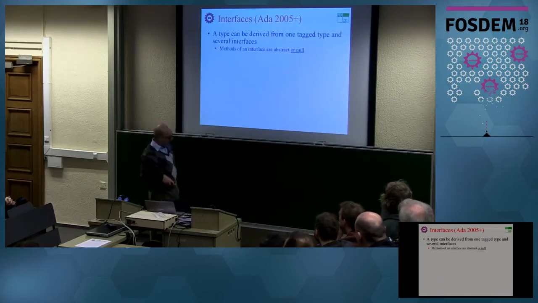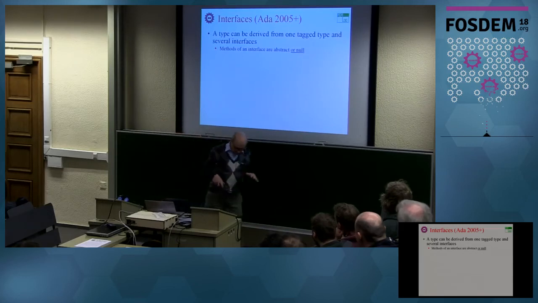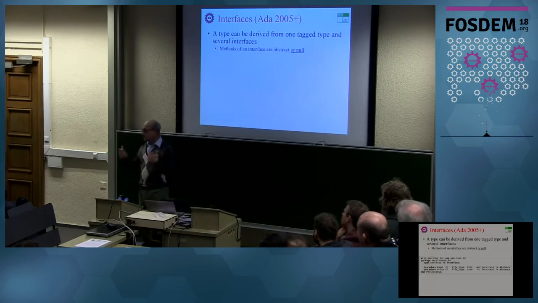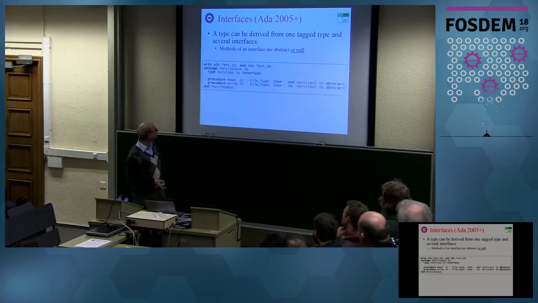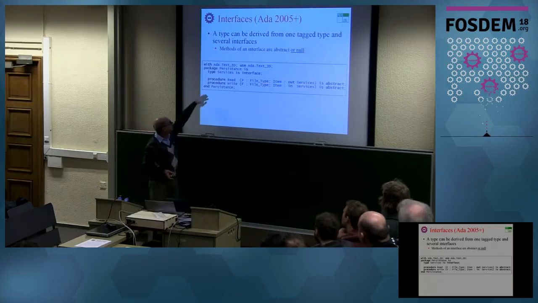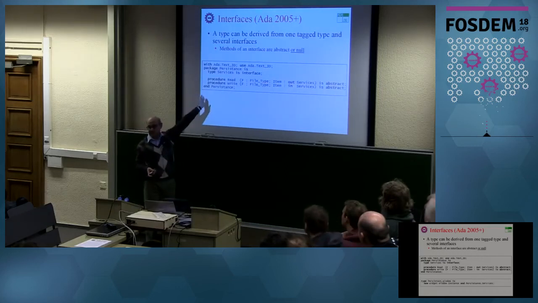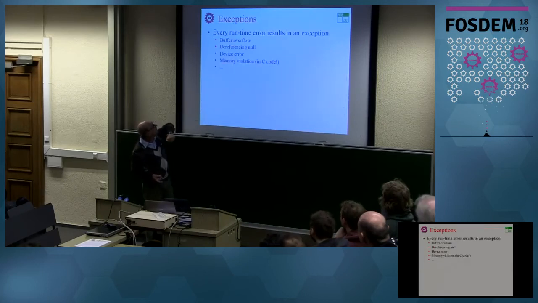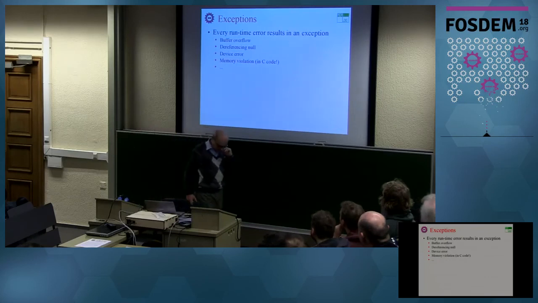Interfaces were added to that in 2005, so you can derive from one type and several interfaces. Just a small improvement, an interface has only abstract methods or null methods. We have methods that do nothing, you have no diamond problem because they are all equivalent. And so I can have a persistent type. It's something that offers read and write. These are more convenient functions.